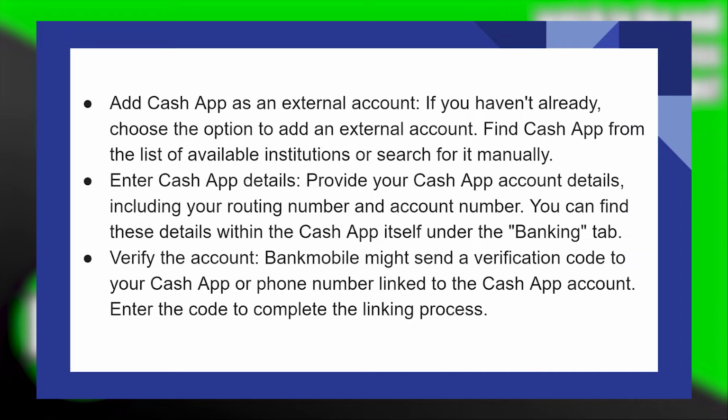Now provide your Cash App account details, including your routing number and account number. You can find these details within the Cash App itself under the Banking tab. Bankmobile might send a verification code to your Cash App or phone number linked to the Cash App account. Enter the code to complete the linking process.